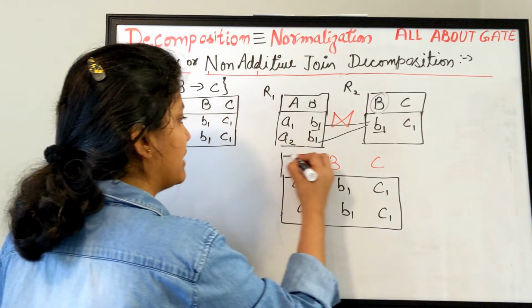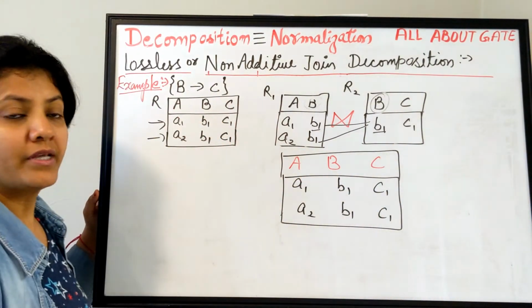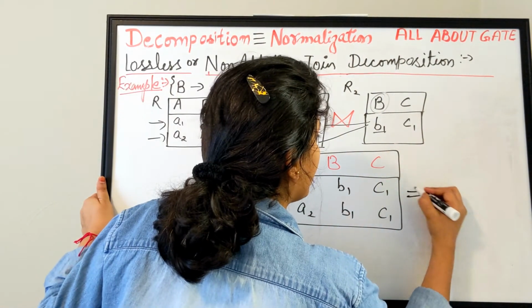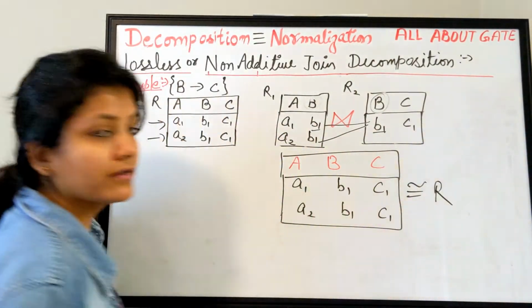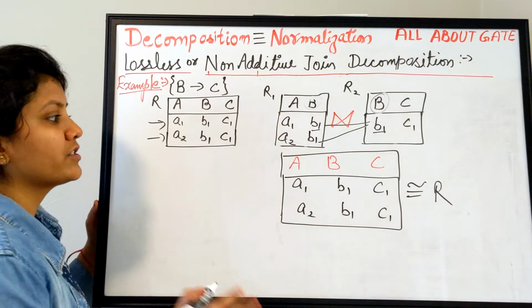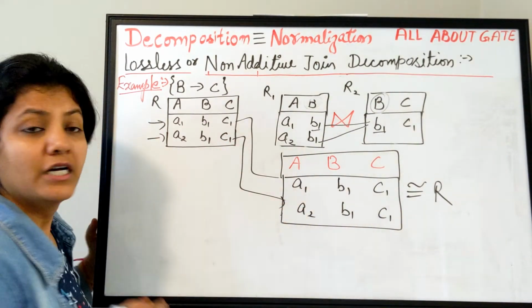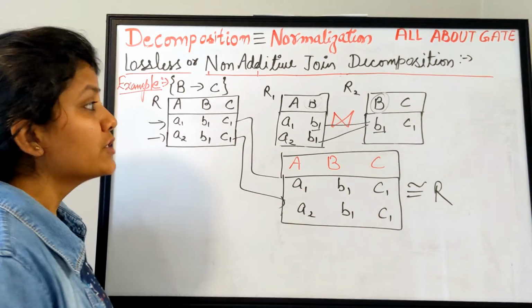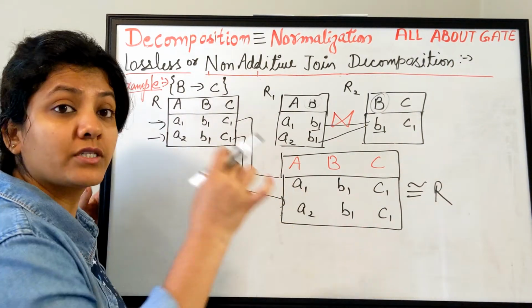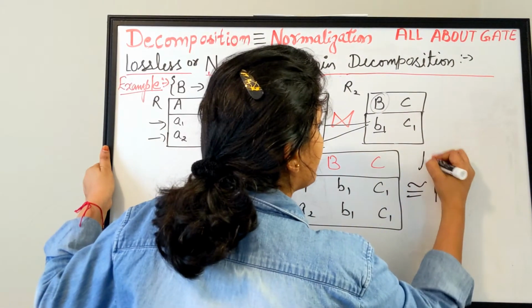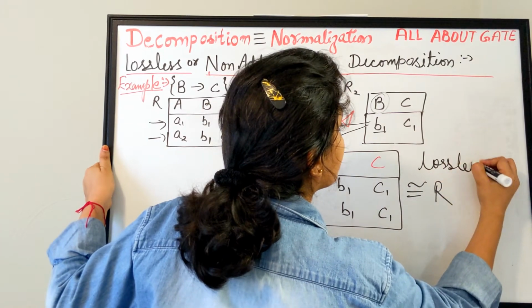And now guys, please tell me, is it not equal to R? This is exactly the same as R. So no spurious tuple is added. See, the first tuple is this, the second tuple is this. No spurious tuple is added. So we say that this decomposition is lossless.